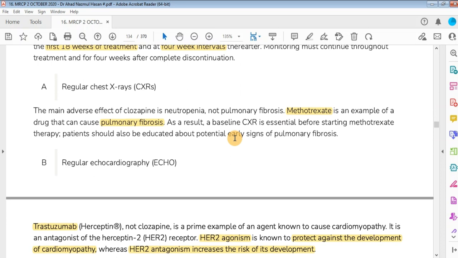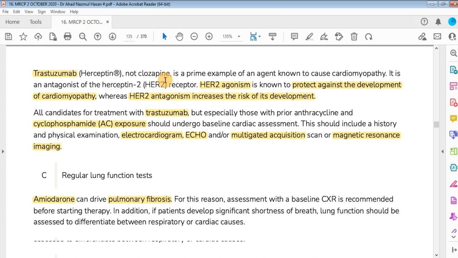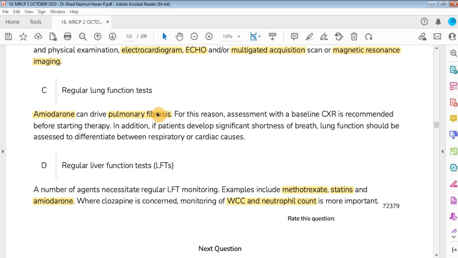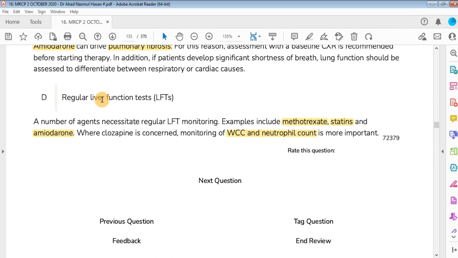Methotrexate, amiodarone, bleomycin cause pulmonary fibrosis, so monitor with the help of chest x-ray. Trastuzumab causes DCM, monitor with yearly echocardiography. Amiodarone and bleomycin cause pulmonary fibrosis, so also go with lung function tests. And methotrexate, statins, amiodarone also cause abnormal liver function tests, so go for liver function test monitoring.